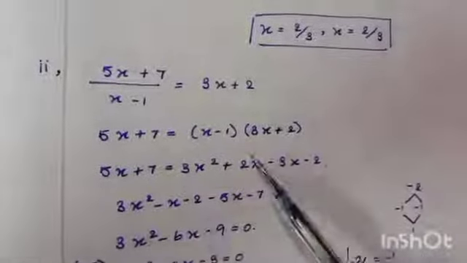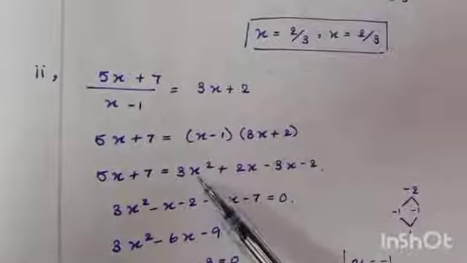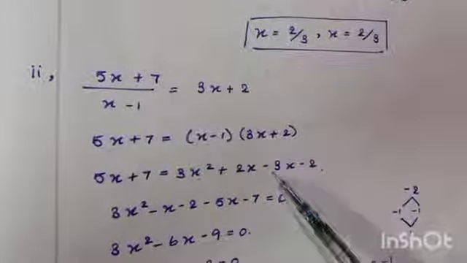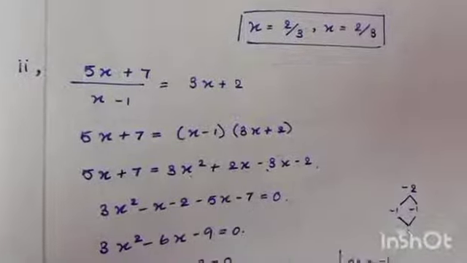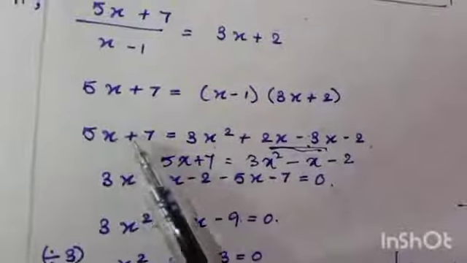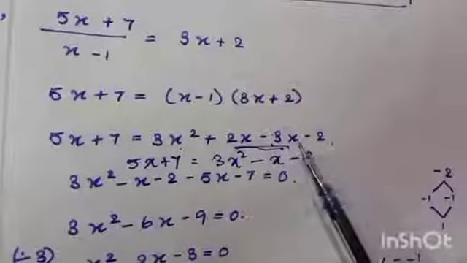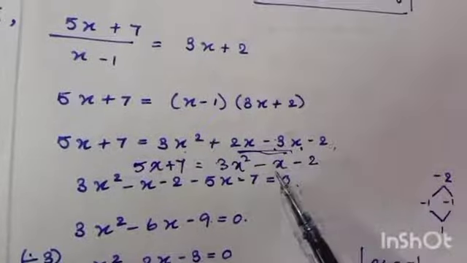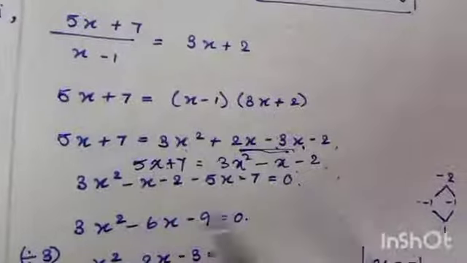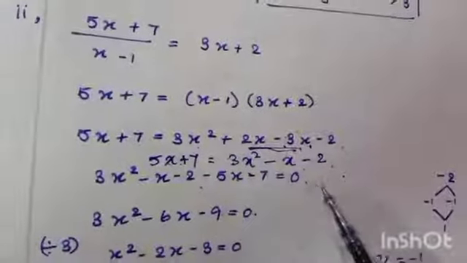So that is 3x square, here 3x square is there, minus x minus 2. Wait just a minute. Students, one more step you have to write. That is 5x plus 7 equal to 3x square plus 2x minus 3x. You have to simplify in the right hand side. So that is 3x square minus x minus 2. Then this left hand side value transpose to this side. So that is 3x square minus x minus 2 minus 5x minus 7 equal to 0.